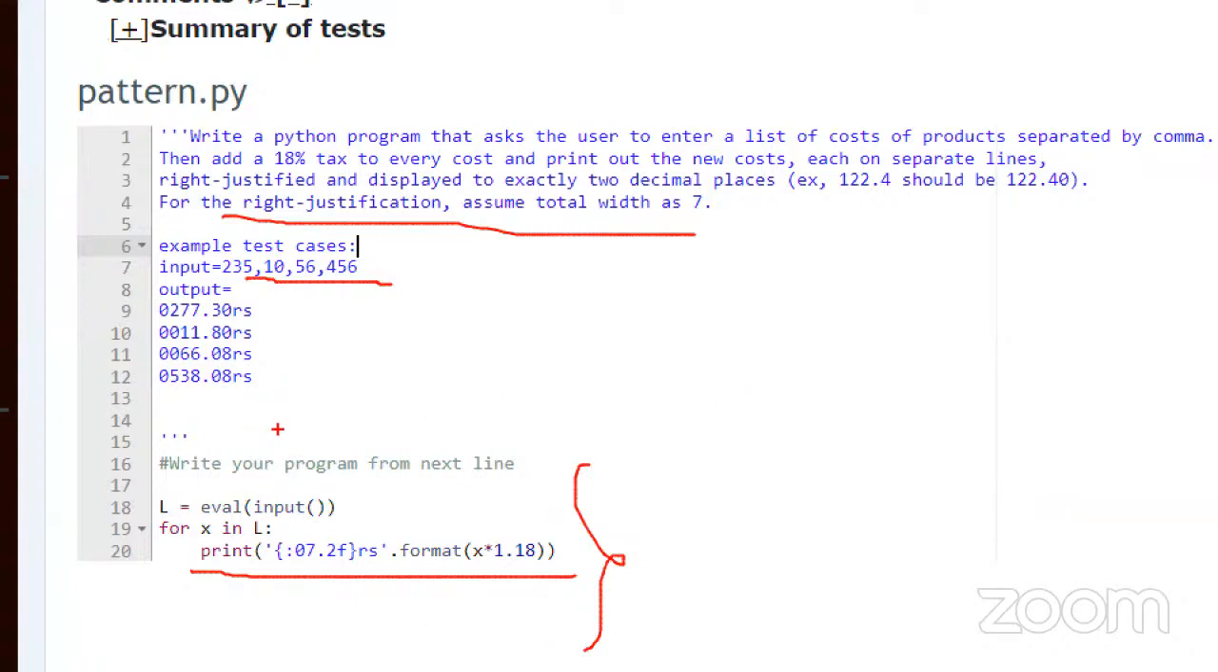Some people have written for this also, they have written directly: if input equals 235, 10, 56, 46, then they write this. People are using only if and else conditions, nothing else. I know who is doing this and how, but those who are not attending classes regularly are using all these stupid codes.